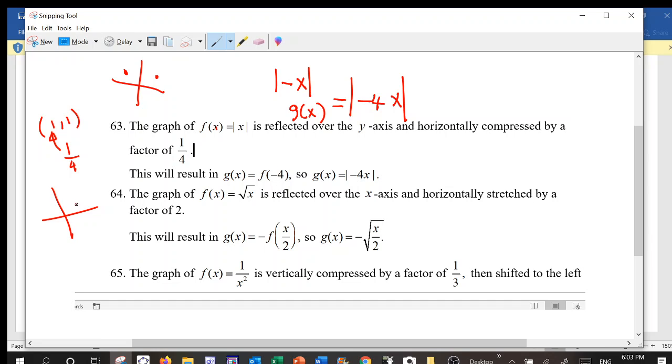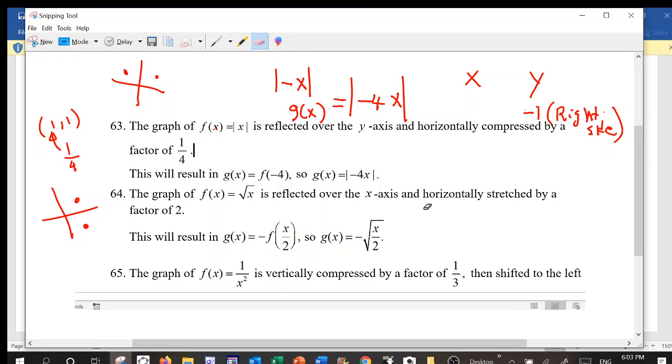Now, reflected over the x-axis means what? You change y to negative y. So let's write them over here. X transformations and y transformations. So what do we have to do here? It says it is reflected over the x-axis. That means we change y to negative y, so we have to multiply by negative 1. Multiply the right side by negative 1.